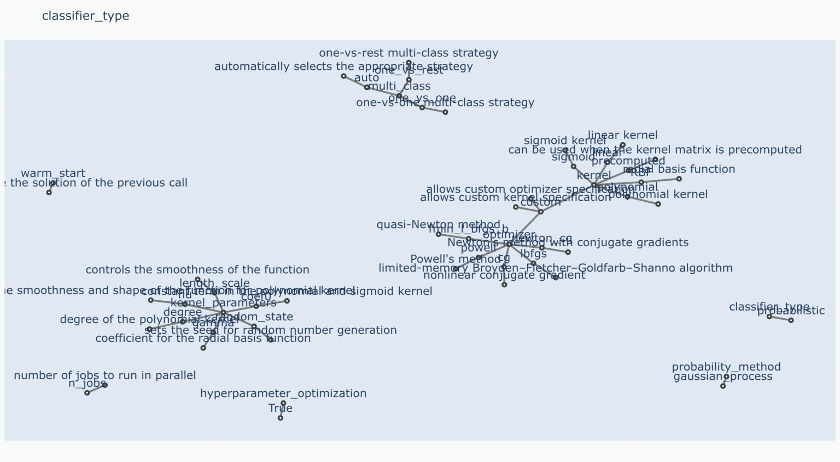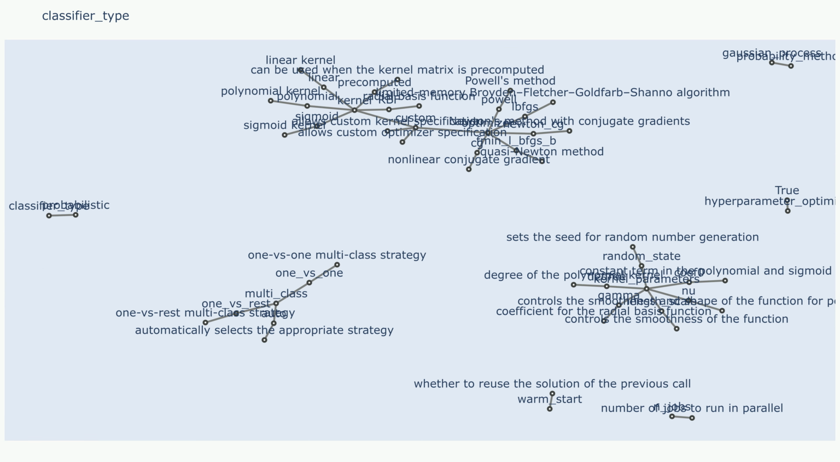GPs can effectively model nonlinear relationships in the data. Uncertainty estimation. The inherent probabilistic nature of GPs allows for quantifying uncertainty in predictions, leading to more informed decisions. Flexibility. GPs are highly flexible and can be adapted to various classification problems by selecting the appropriate kernel.